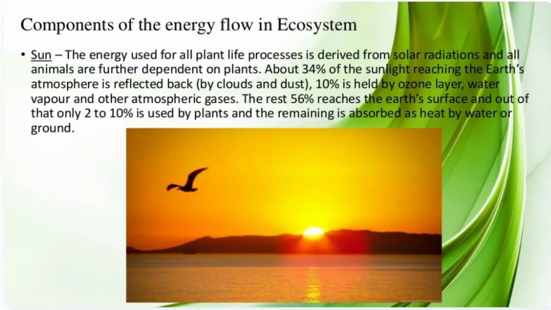About 34% of the sunlight reaching the earth's atmosphere is reflected back by clouds and dust. 10% is held by the ozone layer, water vapor and other atmospheric gases. The rest, 56%, reaches the earth's surface, and out of that only 2 to 10% is used by plants and the remaining is absorbed as heat by water or ground.